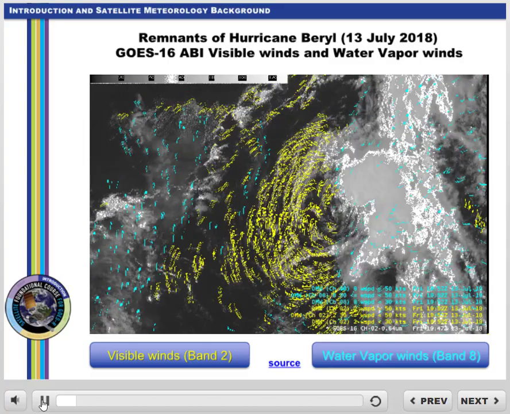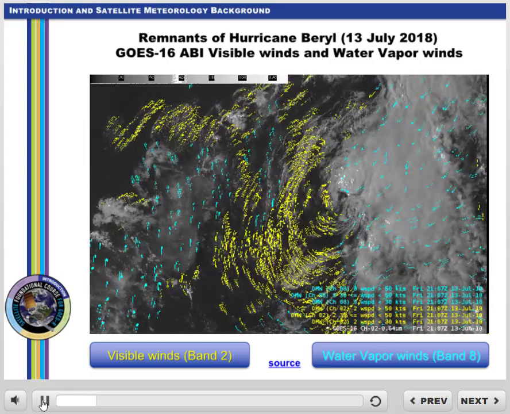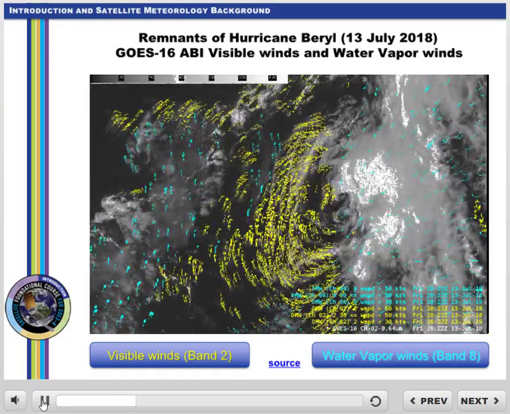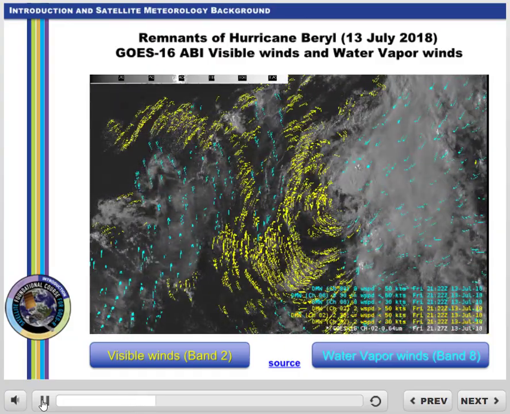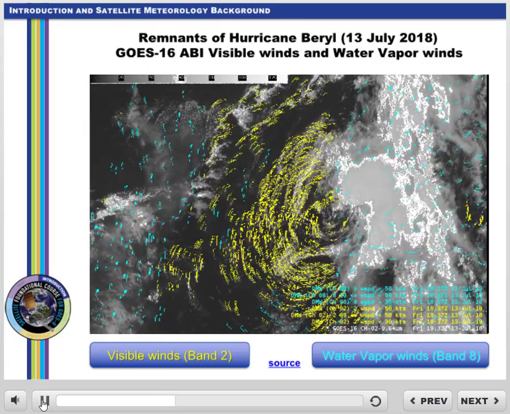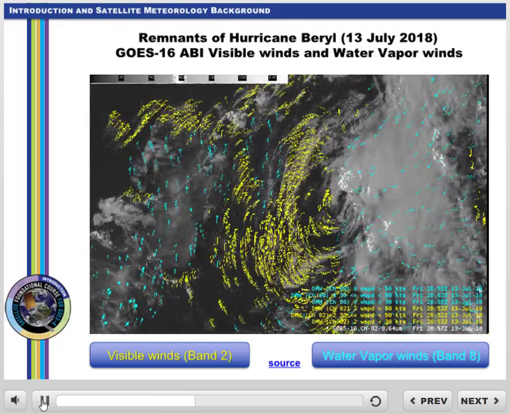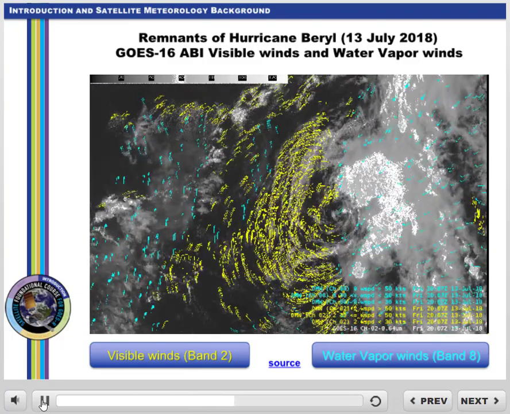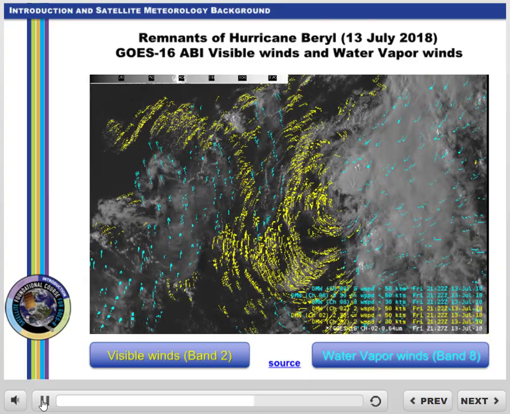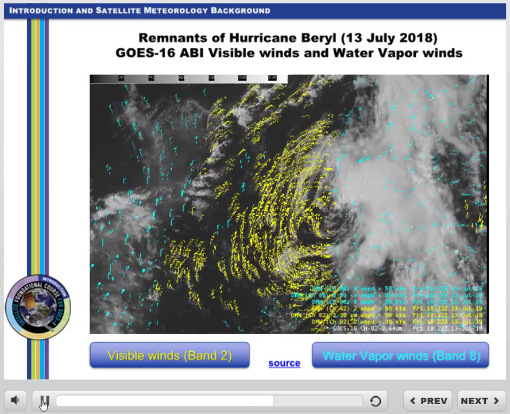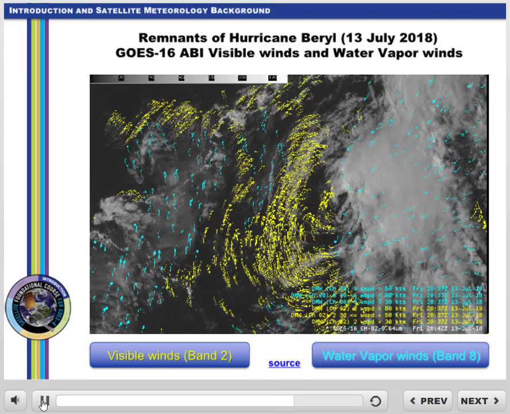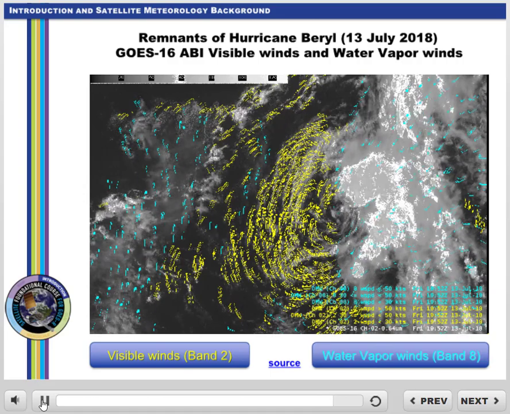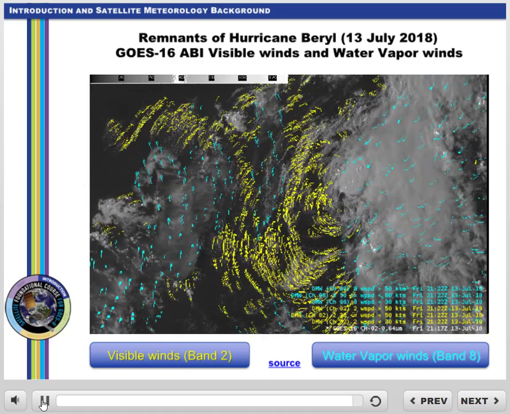This example shows the complementary coverage provided by combining the low-level visible winds, calculated using half-kilometer resolution band 2 0.64 micrometer imagery, and cloud-top water vapor winds, calculated using 2-kilometer resolution band 8 6.19 micrometer imagery. The image shows the remnants of Hurricane Beryl off the U.S. East Coast in July of 2018. The visible winds clearly highlight the low-level circulation center, while water vapor winds indicate the presence of a trough aloft, the axis of which is just to the west of the low-level circulation center.